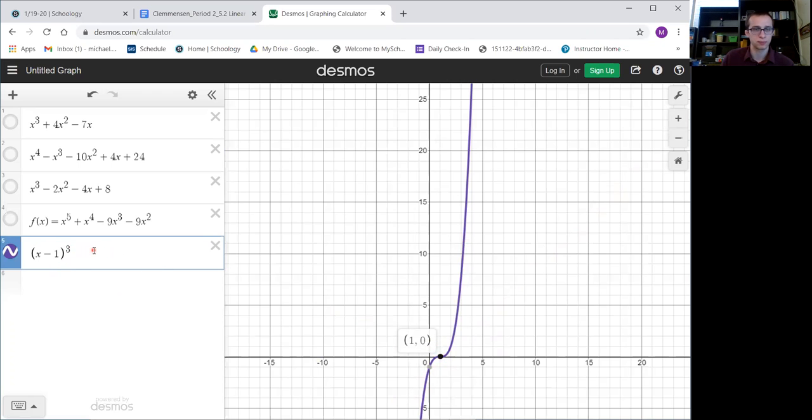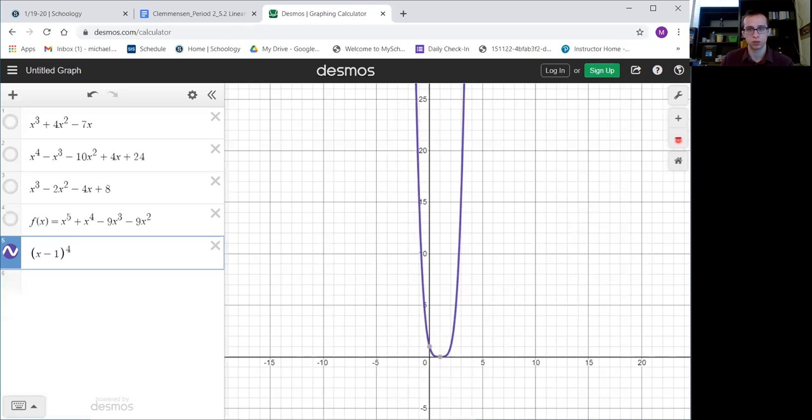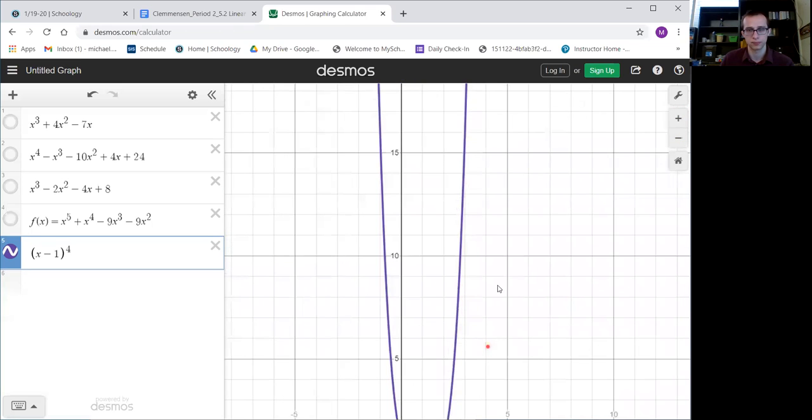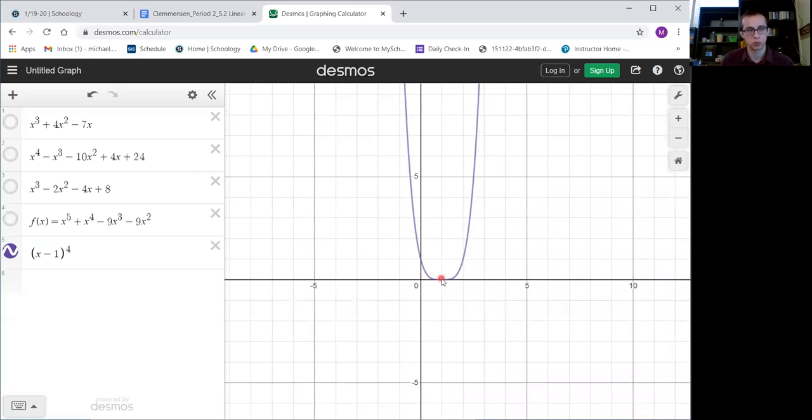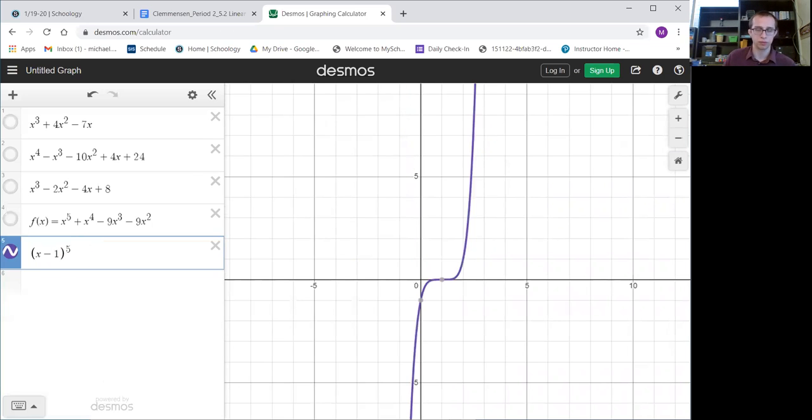But if I change that to multiplicity 4, now it comes and stops at it. So if we look a little bit closer, it stops right at that point and comes back up. And that's what it means. If it's an even power, there's an even number of them, then it comes back up. If there's an odd number, like let's change it to now 5, it's going to go through again. That's all it really means, how it connects multiplicity and graph. Odd number goes through, even number goes back.